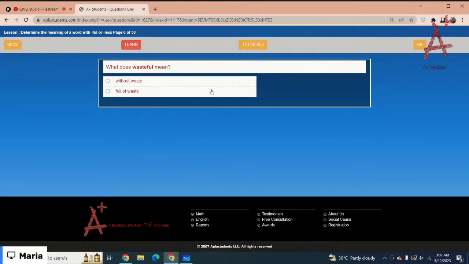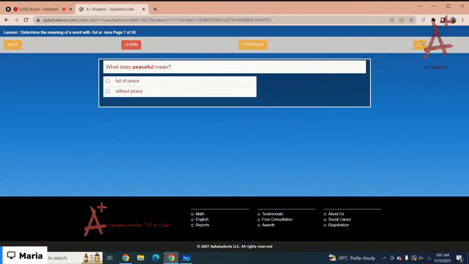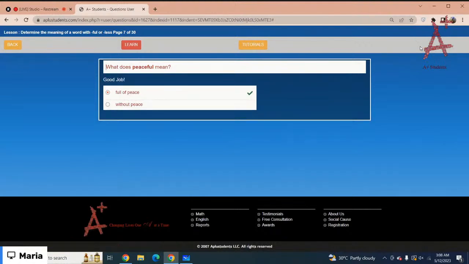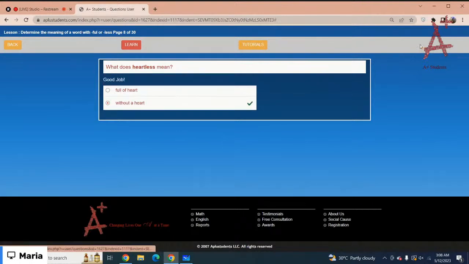Yes, it is full of waste. Okay, the next one is what does peaceful mean? Which is the correct option? Full means full of, so it would be full of peace. What does heartless mean? Heartless means without heart. Got it? Less means without, so it would be without heart.